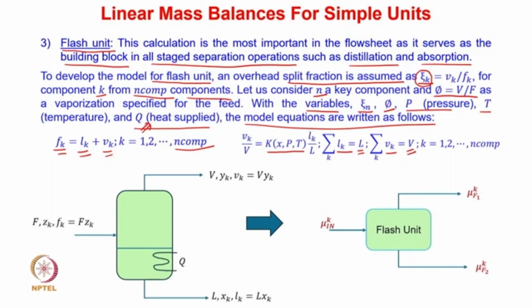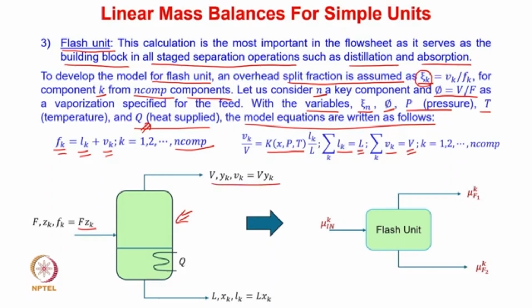Now if we look at this entire information in terms of the unit, it is like this. The feed input to the flash unit is capital F, which is the molar flow rate of the feed. Zk is the mole fraction of the feed for the kth component. Fk is the molar flow rate of the kth component in the feed, and that is given as Fzk.